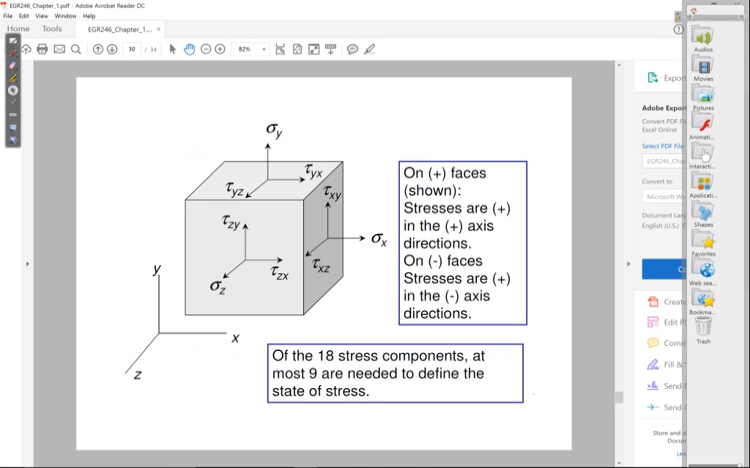If this seems a bit much, don't worry too much about it. We're going to delve a lot more into this as we go along. In fact, it's very rare that we look at stresses in 3D. This is the most general situation, but mechanics of materials, believe it or not, is mostly a two-dimensional type of analysis. So that makes things a little easier for us.